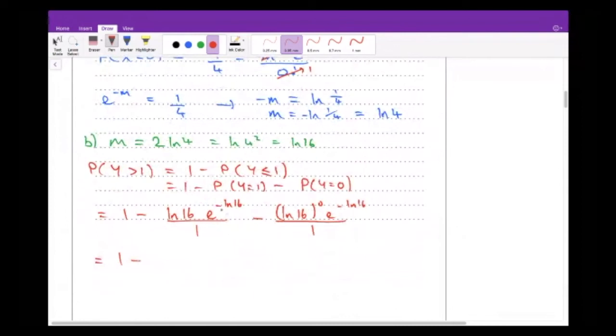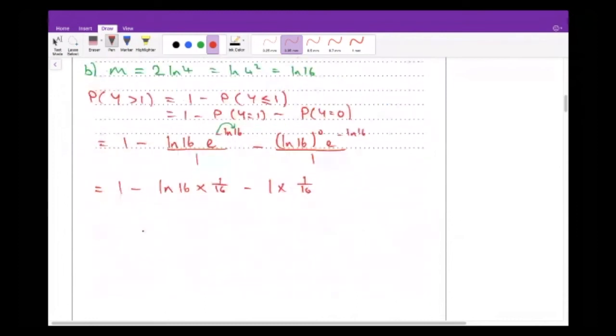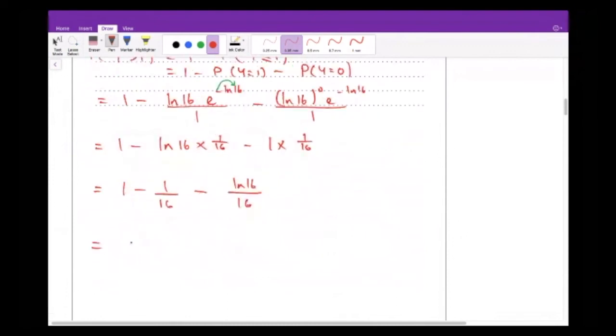1 subtract, well, e to the minus ln 16, so that's ln 16 times 1 over 16. Again, we're going to bring the power onto the inside, so that's ln of 1 over 16, and we can get rid of it. Minus, well, this is now 1 times 1 over 16. So now we have 1 minus 1 over 16 minus ln 16 over 16. And it happens to nicely make 16 over 16 subtract 1 over 16. So that's 15 minus ln 16 over 16.